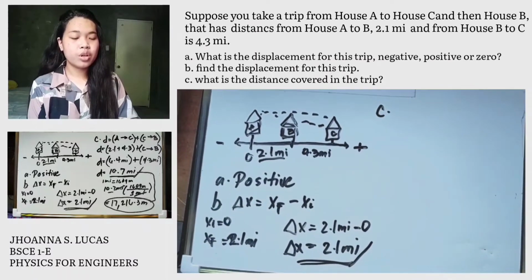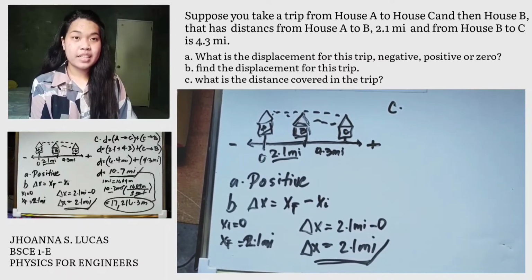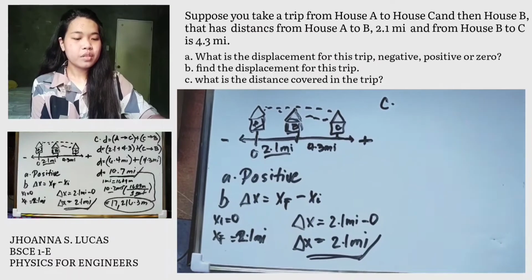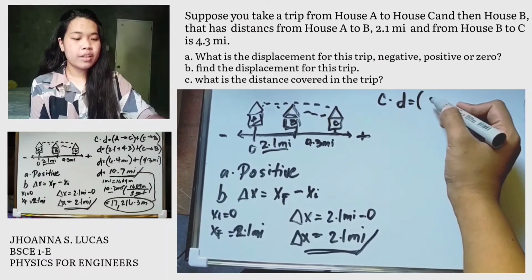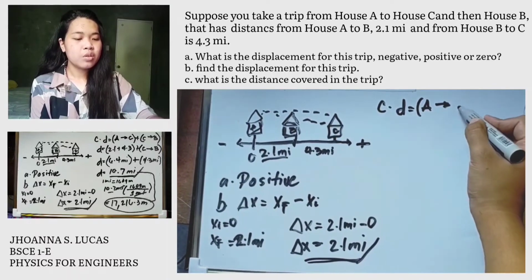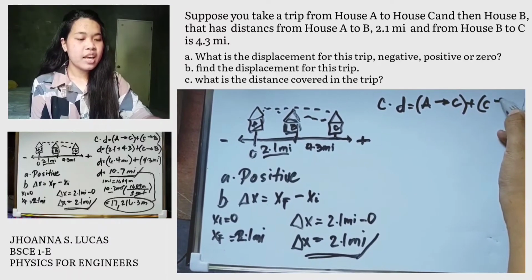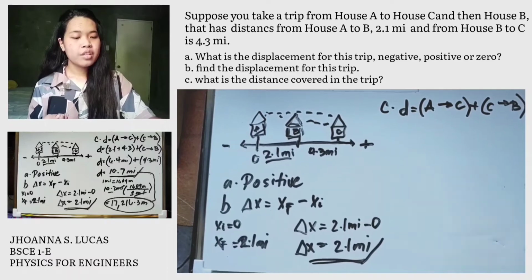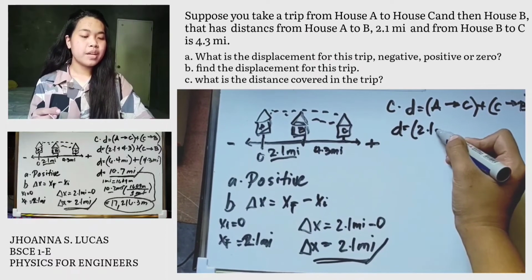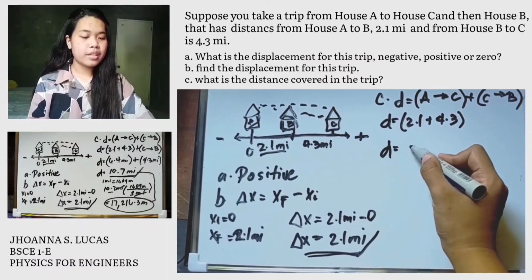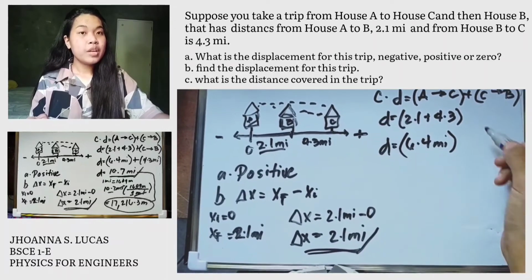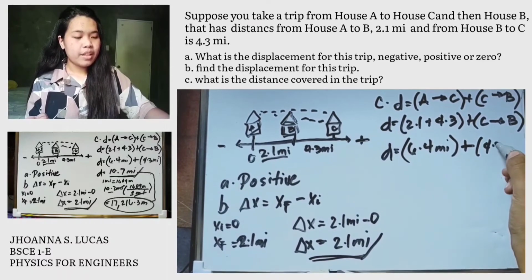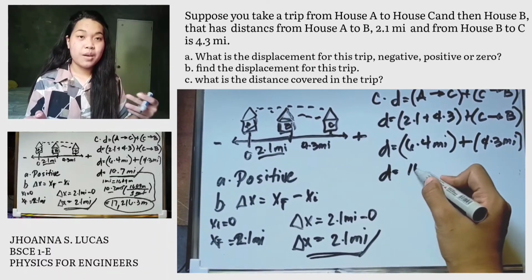For the last question, or the third question, we are asked what is the distance traveled in this trip. So we need to add all the distance we did in this trip. So d, which represents the distance, equals the distance between house A to C plus the distance between C and B, since we traveled back at the end of our trip. So our distance from A to C is 2.1 miles plus 4.3 miles. It is equal to 6.4 miles. As we said earlier, we go back to house B. So our distance between house C to B is 4.3 miles. So 6.4 miles plus 4.3 miles is 10.7 miles.